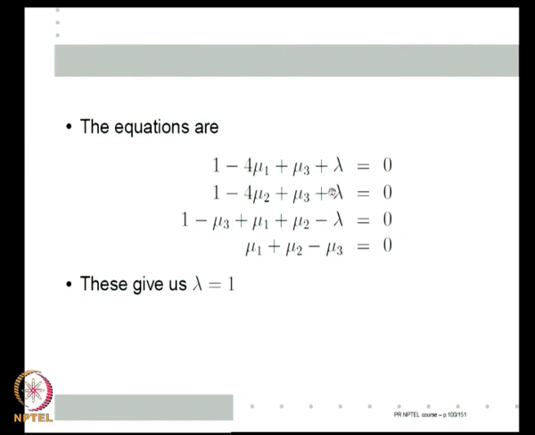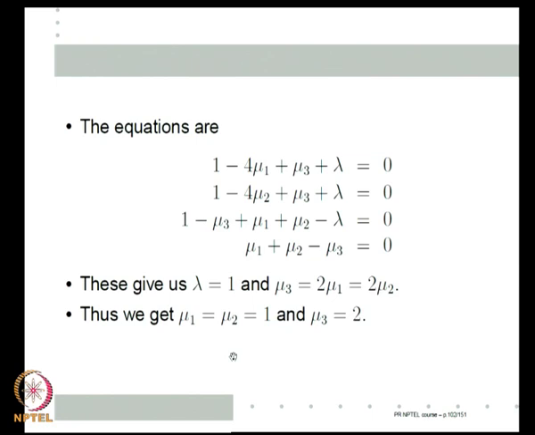Looking at these two equations, if I subtract one from the other, I know mu 1 is equal to mu 2. And from here, I know mu 3 is equal to mu 1 plus mu 2. So, mu 3 is equal to 2 mu 1, and mu 1 is equal to mu 2, and mu 3 is twice of that. Once I put that in, it is absolutely straightforward to see that the solution is mu 1 is equal to mu 2 is equal to 1 and mu 3 is equal to 2.